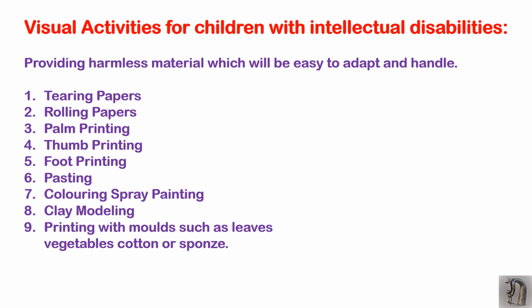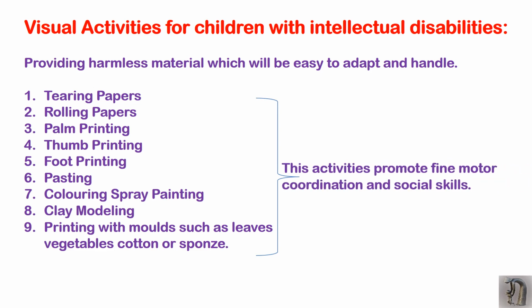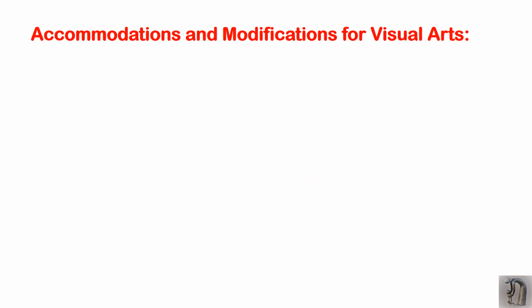In the market you will get artificial pegs where you have to dip and print on the paper. That kind of material we can involve as visual art to make the child understand and participate, so that they can develop a lot of other skills also, like eye-hand coordination and socialization. There are a lot of other skills the child will develop as well. All these harmless materials and activities promote motor, coordination, and social skills, as I said. So how are we going to do the accommodation and modification for visual arts?